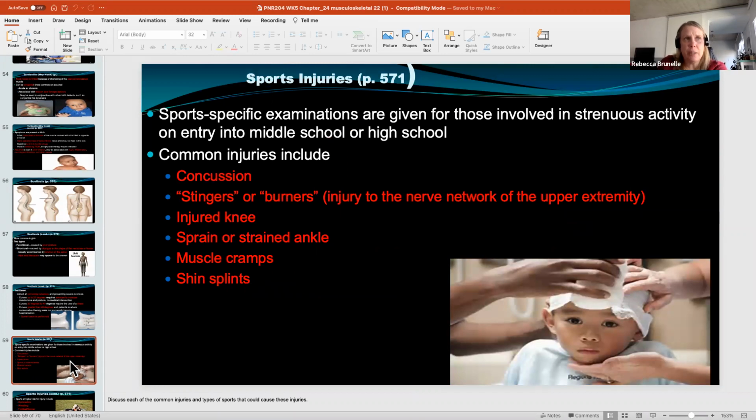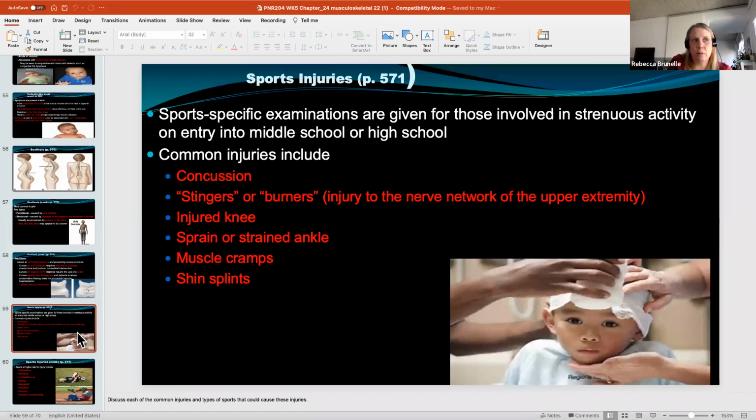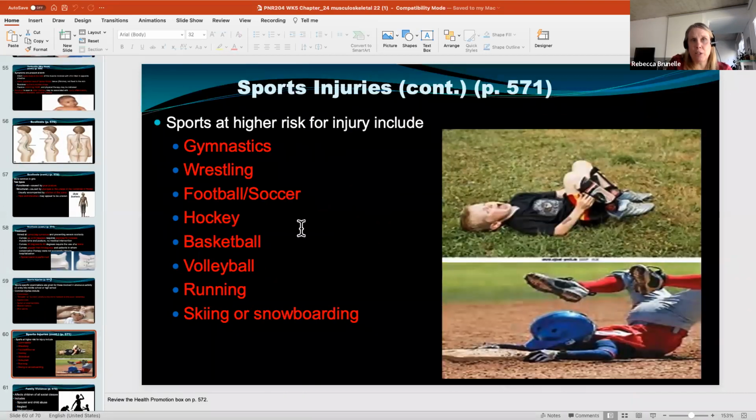So we're going to do a little bit about sports injuries. We talked briefly about concussion in the neuro chapter, but they can have sprains and strains, muscle cramps. I would recognize this word, stinger. We talk about stingers most often with baseball players, where they have repeated injury to their fingers from catching a baseball. So they can get an injury to the nerve network of their upper extremity. And I think about it most in terms of the fingers. So there are obviously certain sports where you're more likely to develop injuries.